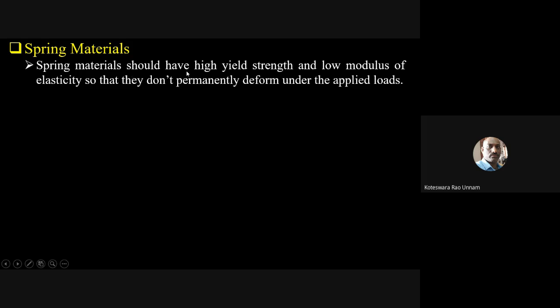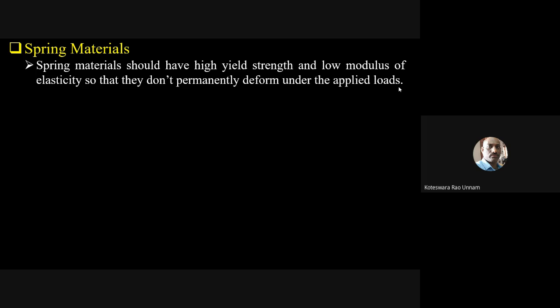A spring should have high yield strength and a low modulus of elasticity so that it does not permanently deform under the applied load. Like we have already said, whenever the load is removed, it has to regain its original shape, so it cannot deform permanently. If it is deformed permanently, then when you remove the load it still remains in the deformed shape and won't regain its shape. That is not the characteristic of a spring material.